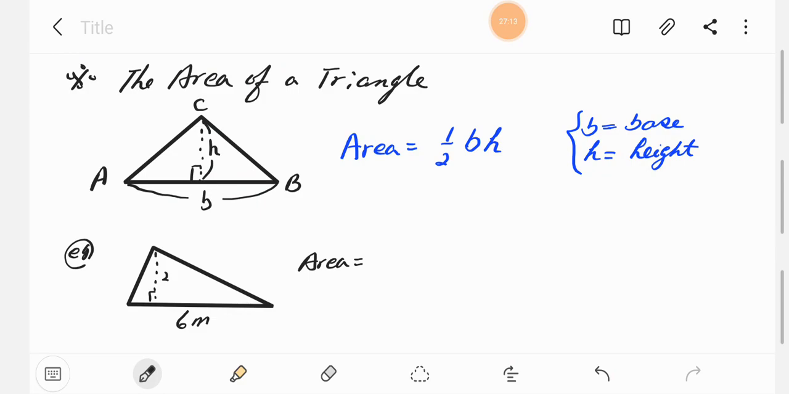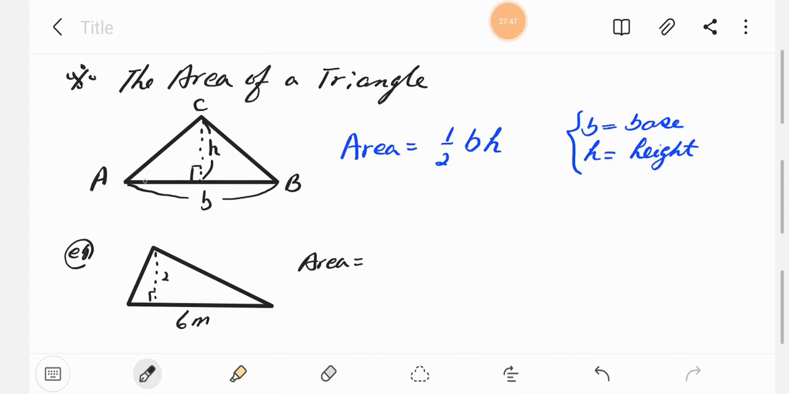Okay, the area of a triangle is, let's say B is the length of the base, the bottom side, and H is the height from the point C to the bottom side. It's a perpendicular. So if it's a perpendicular, then we use a little square symbol at the bottom like this. That means that is 90 degrees, perpendicular.